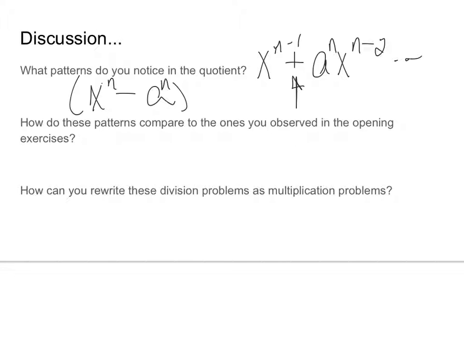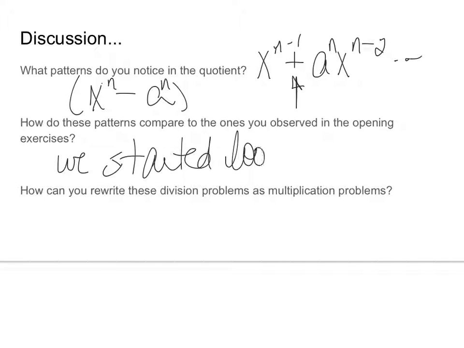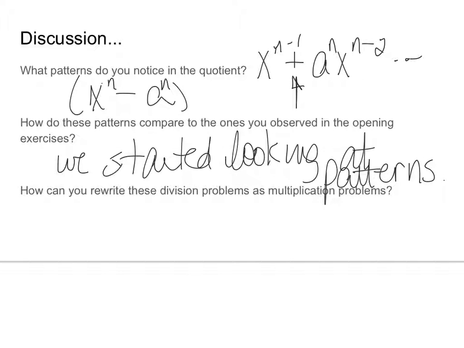How do these patterns compare to the ones you observed in the opening exercise? Well, in the opening exercise, we actually started looking at these patterns, so we didn't do the long division. We started looking at them probably early. How can you rewrite these division problems as multiplication problems?